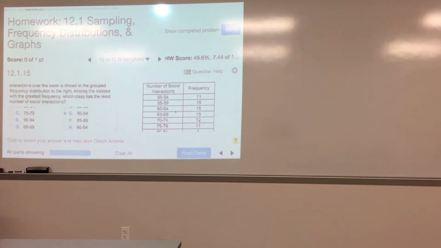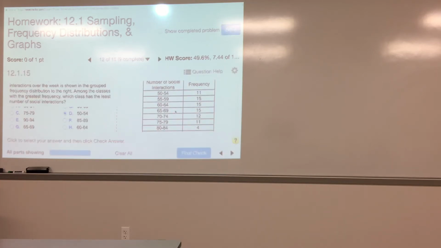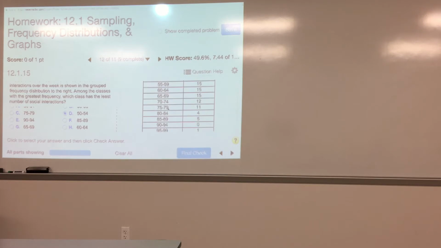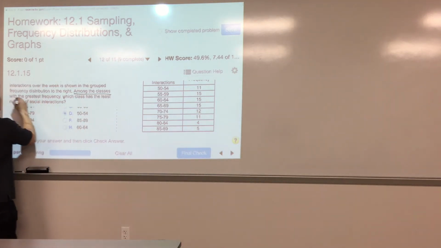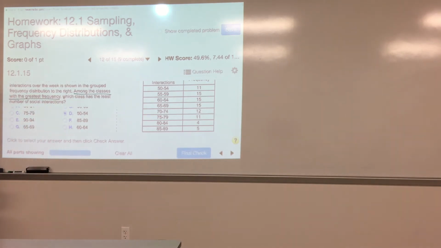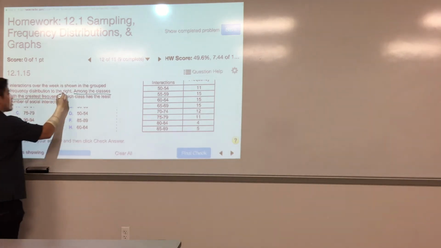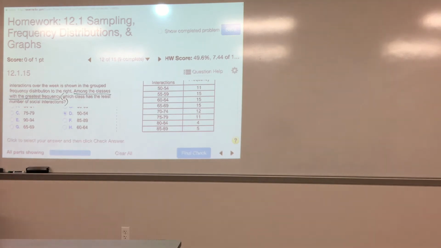Wait, what? Hold on. Which class has the least number of social interactions? 55 with the highest frequency. Okay, this is a problem. You need to read the whole question. I need to read the whole question. Among the classes with the greatest frequency. There we go, right? Then which class? Bad. Okay, so let's go through that.